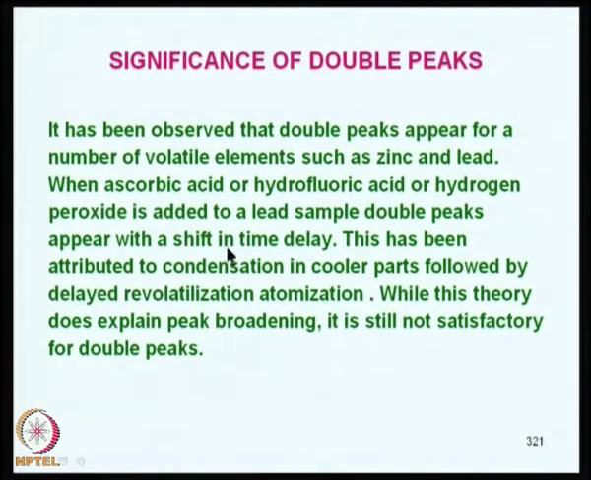Zinc, lead, etc., when ascorbic acid or something else is used to convert them into a single compound inside the graphite furnace, you will see a single curve. So, when HF or hydrogen peroxide is added to a lead sample, the double peaks appear with a shift in the time delay. So, some amount of speciation work can be done using graphite furnace.